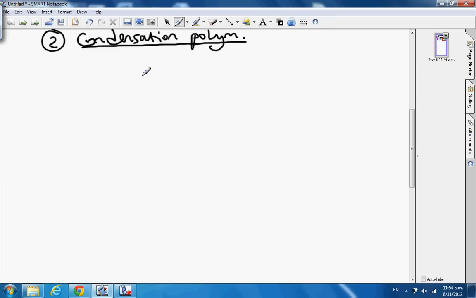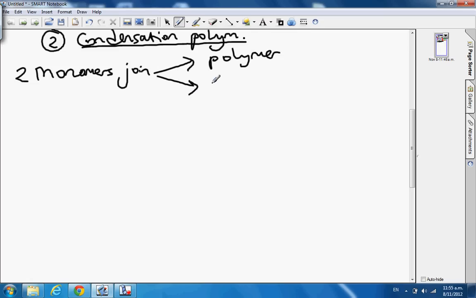However, you can produce other small molecules like hydrogen chloride or HCl. So a general definition for condensation polymerization is that, again, you have two monomers joining, just like you had before. Two monomers join, but in this case you produce a large polymer, which is your condensation polymer, and you also have a small molecule, which is a byproduct, in this case something we're not interested in.